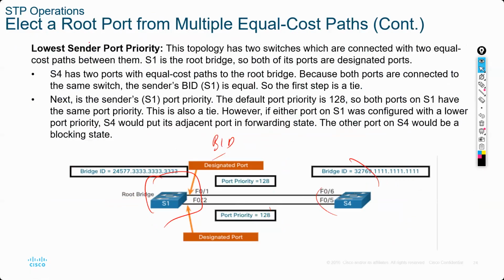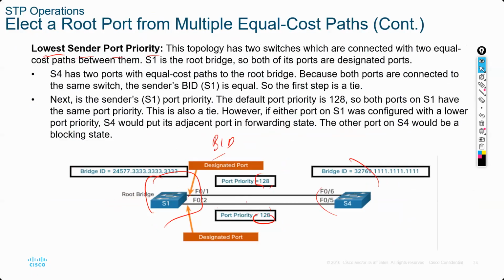The switch will now descend to another thing called lowest sender port priority. What does that mean? Every port on the switch has what is called a port priority. And you know the funniest thing? The port priority is the same again on this port. All the ports on the switch, their port priority is 128.